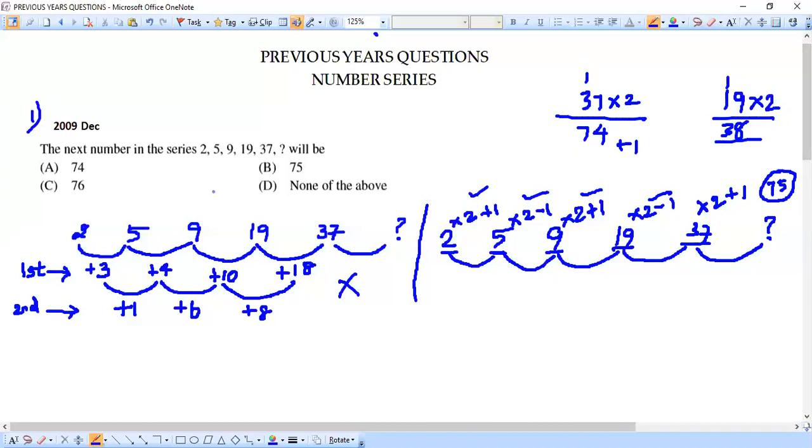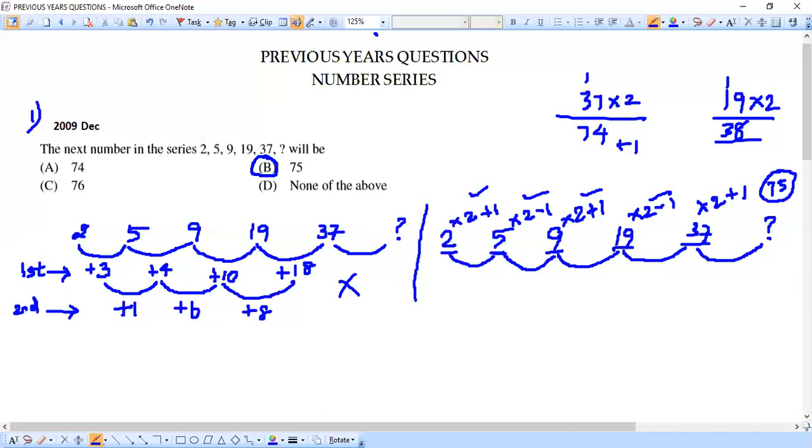And we are very happy to see option B is matching our answer, which is 75. That is the correct answer. I hope you are able to understand this. See the way we are giving preference to the operations. First try with addition, that is taking the first difference, and then if it's not working, go for the second difference, that is the difference of differences.